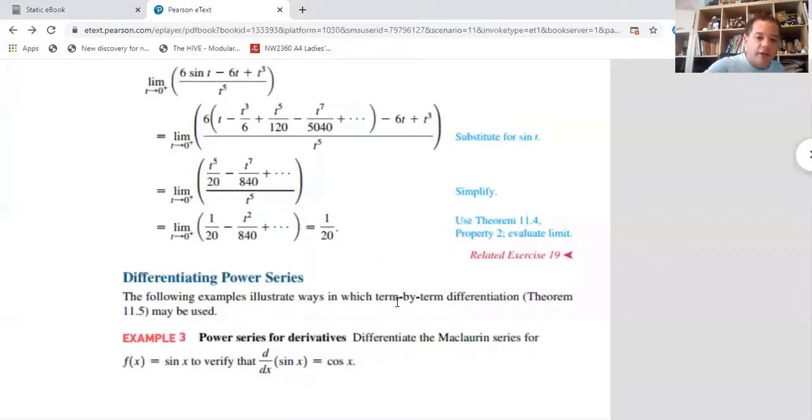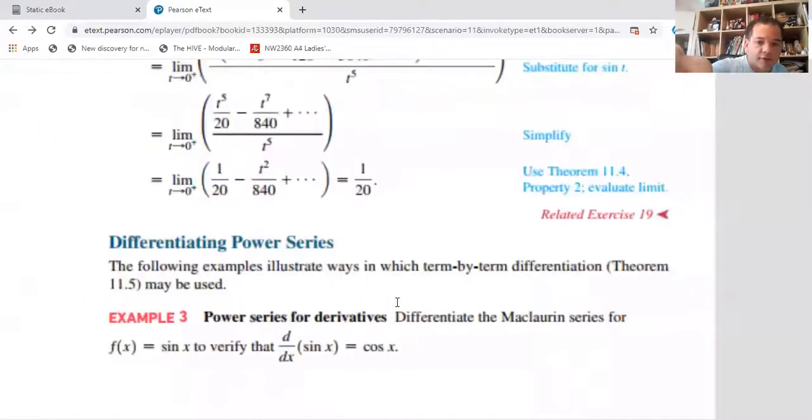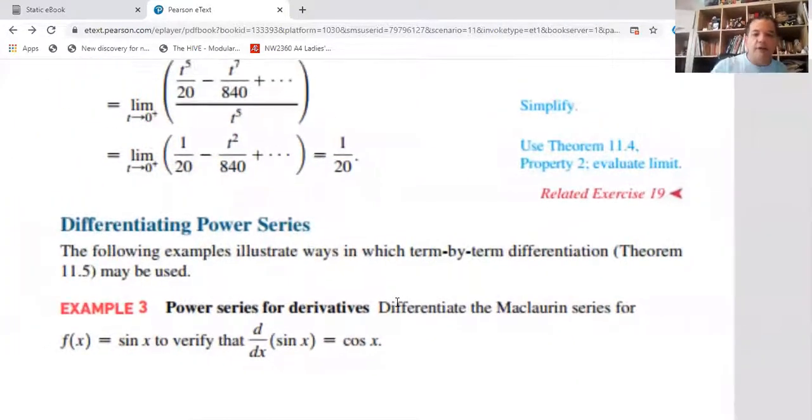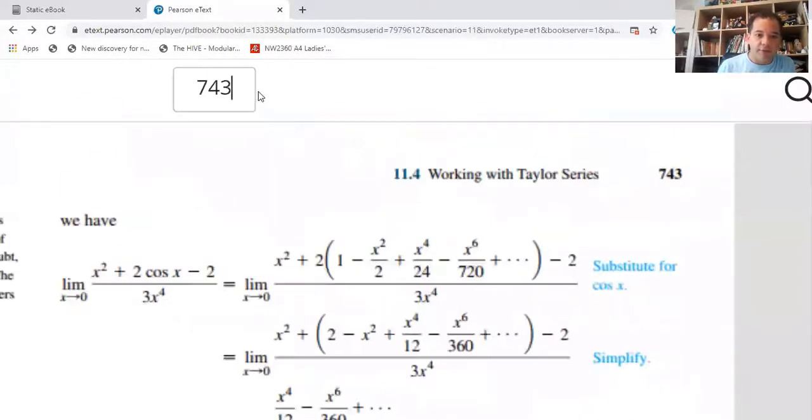Yes. So right here, the problem is to differentiate the Maclaurin series for sine x to verify that the derivative of sine is cosine. Well, we sort of did that, right? To discover the one for sine, we took the derivative of cosine. We could instead have integrated. That was another way to go, right? Maybe we wanted to integrate cosine to get sine. We could have done that too. That would have been a different way of getting the one for sine. So I'm going to skip that one. And instead, I'm going to look at example 4 on the next page. Let's take a look at example 4 on the next page.